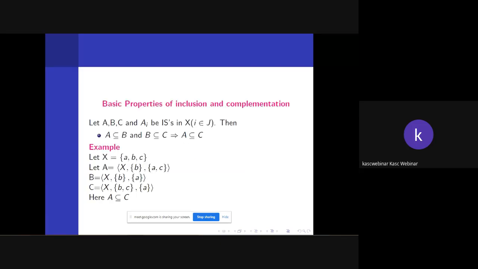Still, you have the basic properties of inclusion and complementation. A subset of B and B subset of C obviously implies A is a subset of C. Let's see that. X is A, B, and C. I'm considering a set X, singleton B and A. B is X, singleton B, singleton A. C is X, B comma C, and singleton A. So A is a subset of B. To check whether A is a subset of B, you consider the members. The member of A should be a subset of the member of B, and the non-member of A should contain the non-member of B. So you put up the conditions, check, and it is a subset.